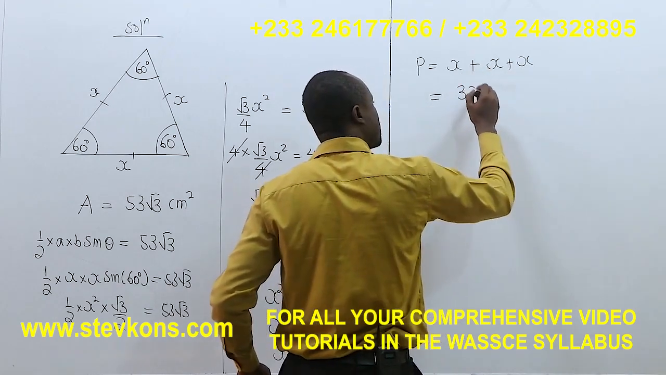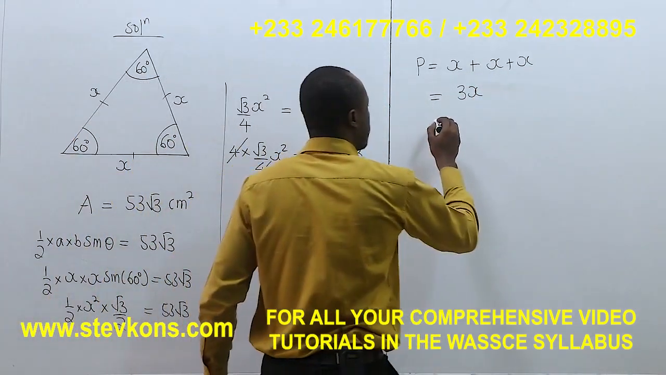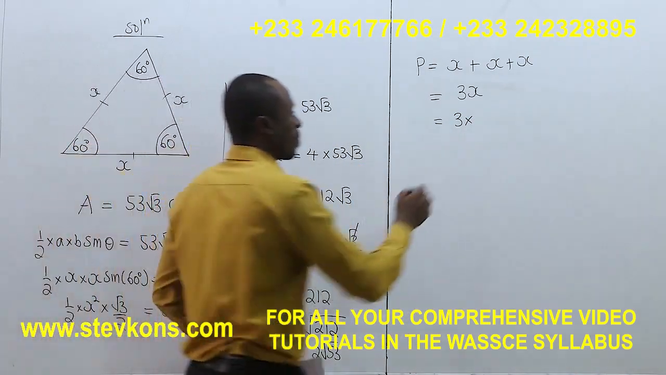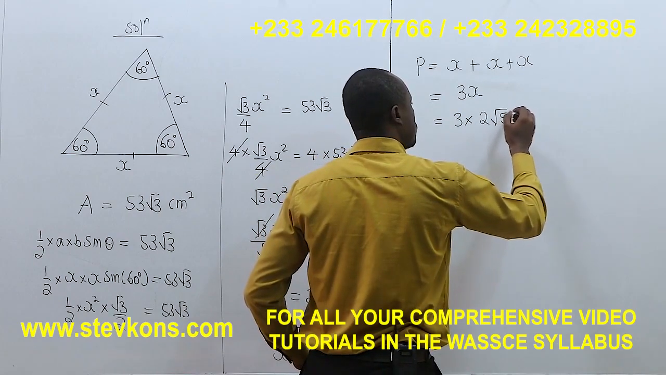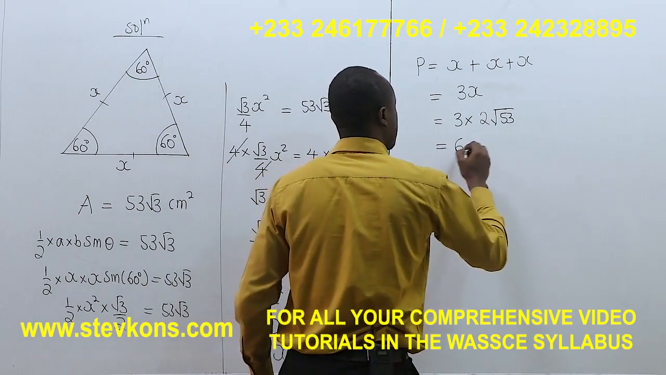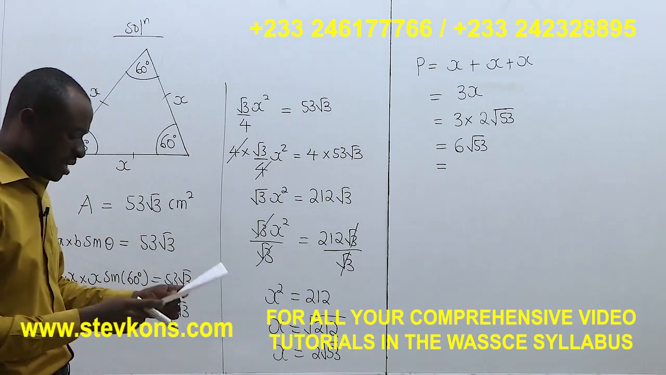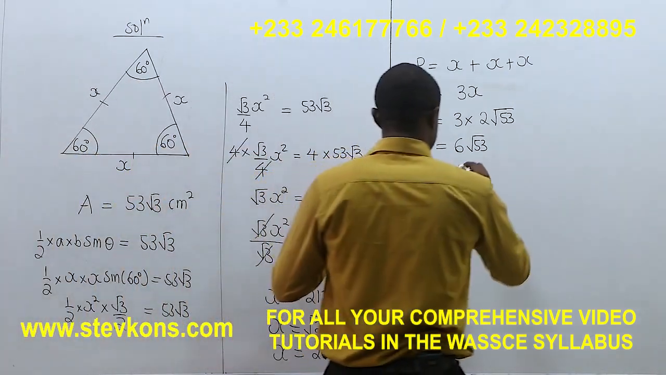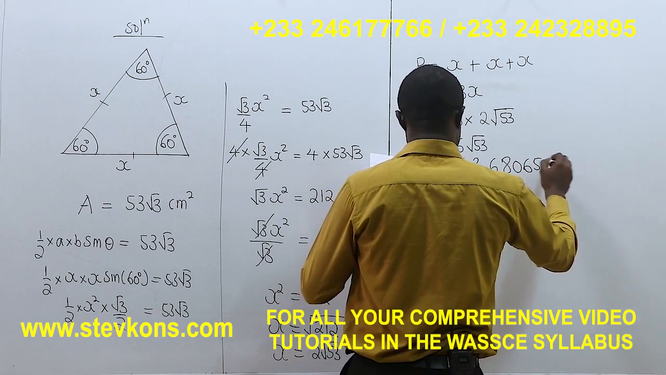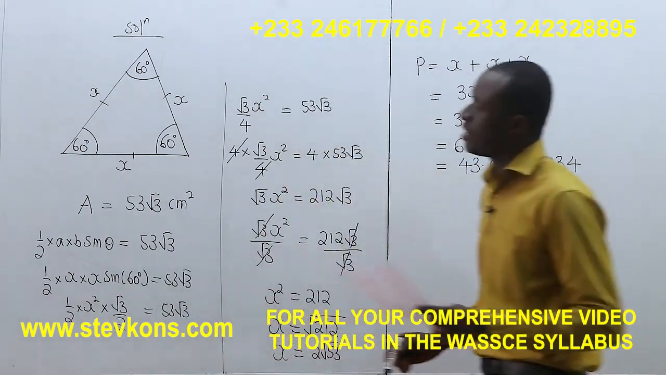And this is the same as 3x. X plus x plus x, that is 3x. And what is our x? Our x is 2 root 53. Now, 3 times 2 root 53, and clearly this is the same as 6 root 53. And when we punch this on the calculator, we are getting 43.68065934. Now we are being told to find it correct to the nearest tenth.